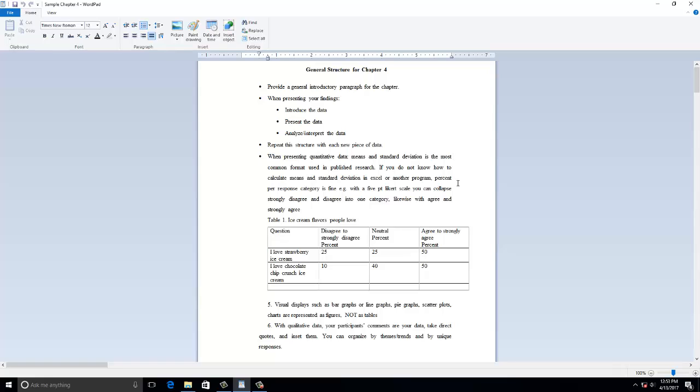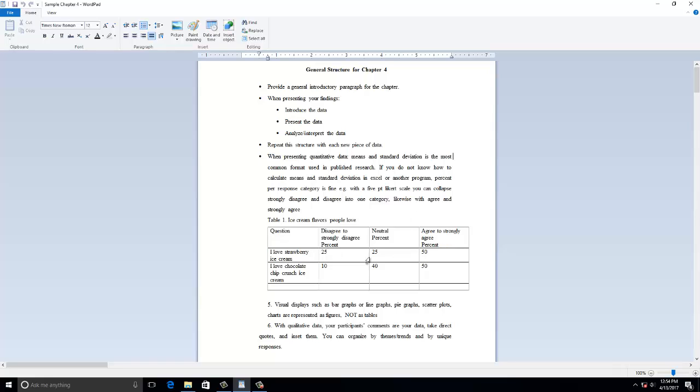So what I've done up below here is a sample table which shows you one way that you can set up a percent per response table. In the table below, we're looking at ice cream flavors people most love. You'll see that over here on the far left are the questions. Here are your response categories: disagree to strongly disagree, and it's in percent. Neutral, I'm neutral about it, agree to strongly agree, and then the percent.